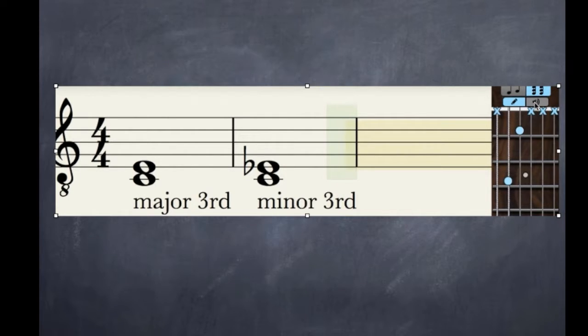You're listening to the sound of the difference between a major and minor third. It's one of the most important sounds in Western music. This change of just 1 half tone, or a fret in the case of a guitar, makes a profound difference to the sound.